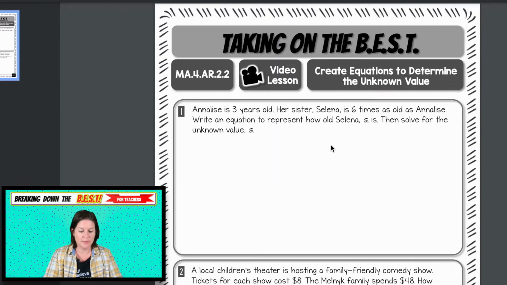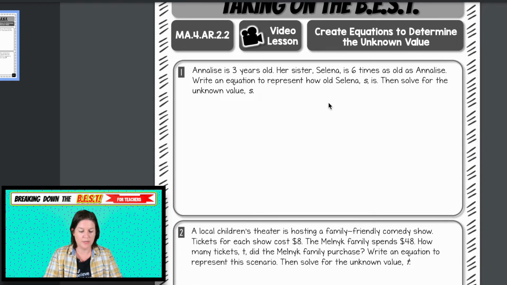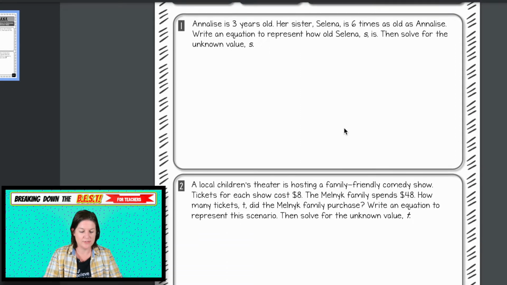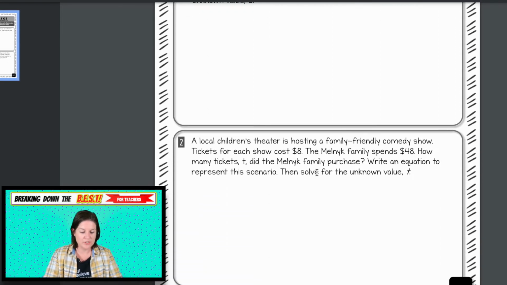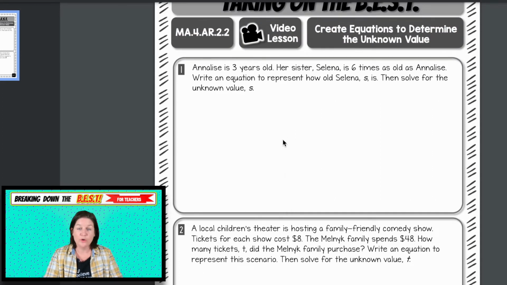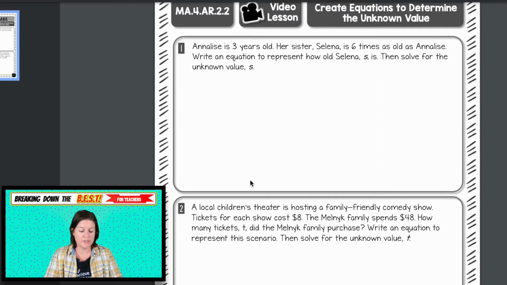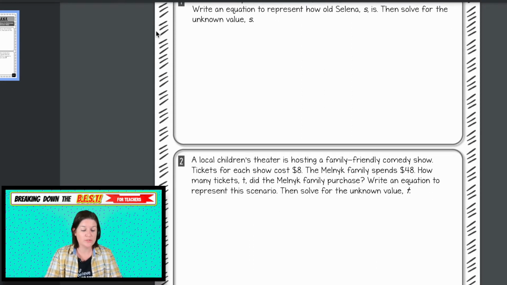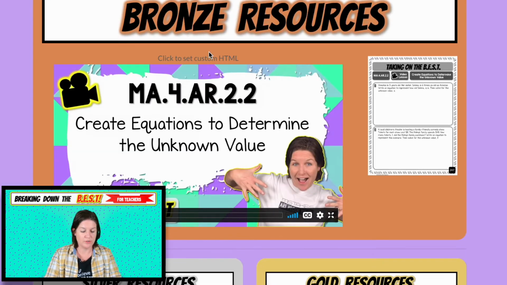It's a video lesson where we tackle these questions right here. The first is a multiplicative comparison using the unknown S. So write an equation to represent how old Selena is, then solve. Write an equation to represent this scenario, then solve for the unknown value of T. So we're modeling, there are going to be visuals in this video lesson. We are going to create an equation and we will solve it too. So everything that you saw in the standard will be addressed in those video lessons.